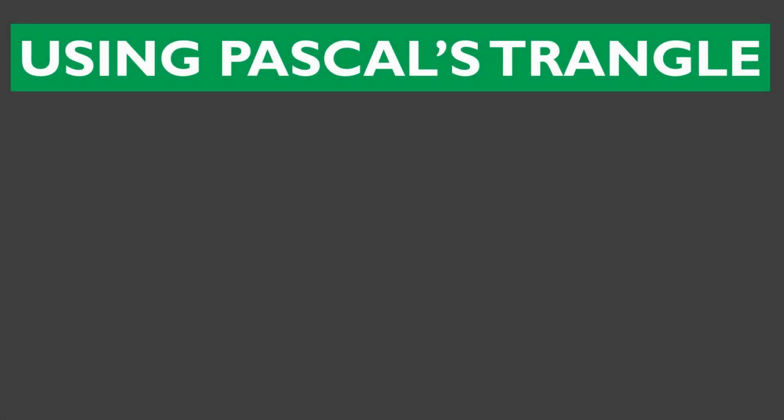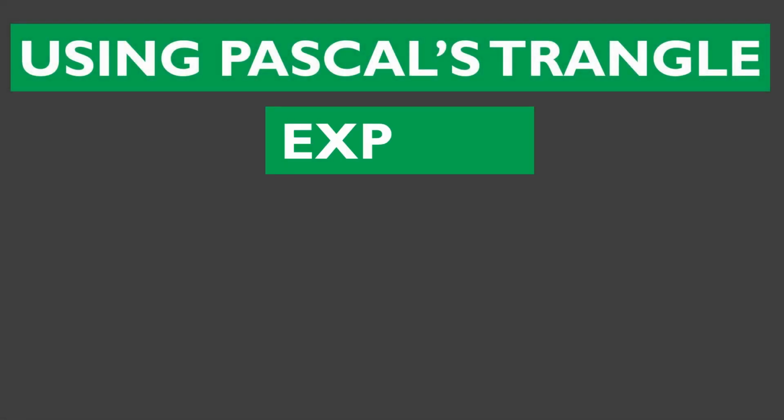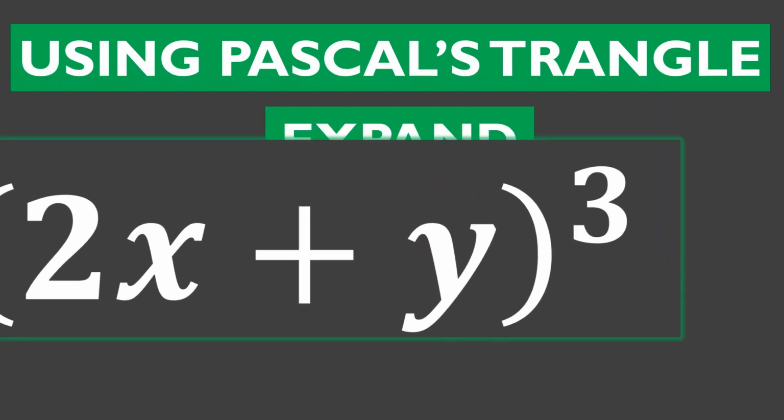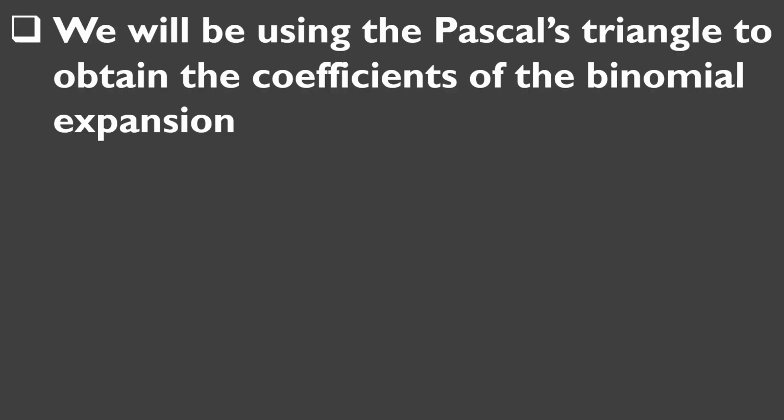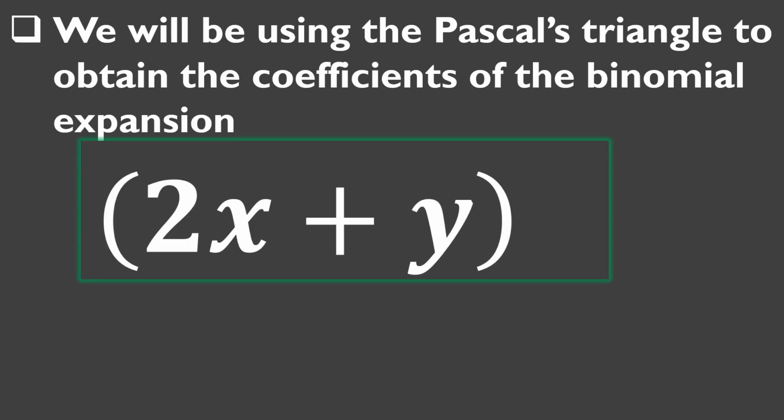Welcome viewers. In this video, we will be expanding the binomial expression 2x plus y all raised to the power of 3 using the Pascal's triangle. We will be using the Pascal's triangle to obtain the coefficients of the binomial expansion. And our binomial expansion is 2x plus y, everything raised to the power of 3.